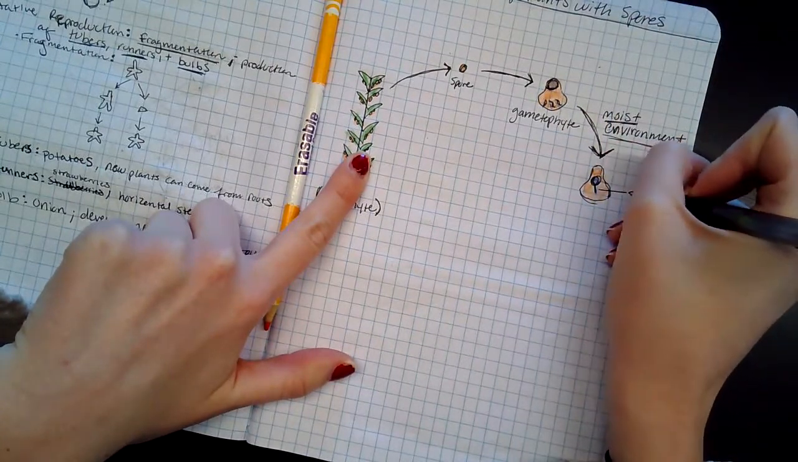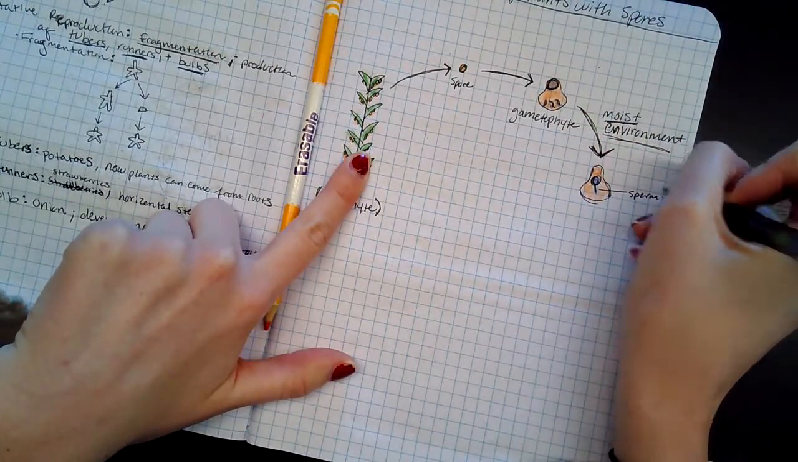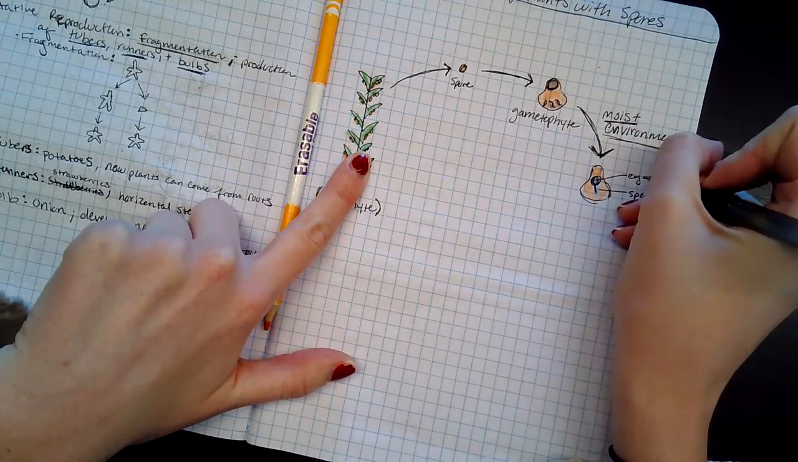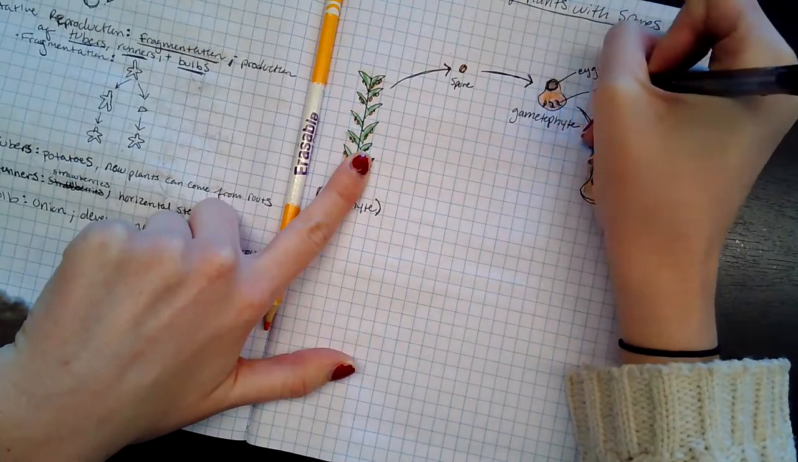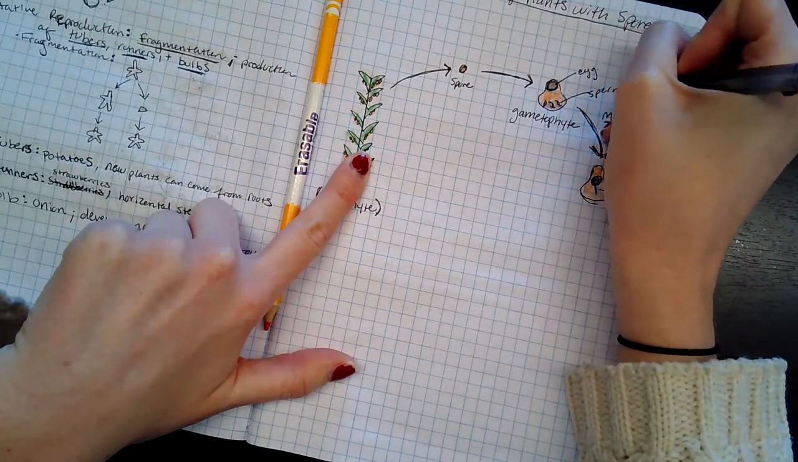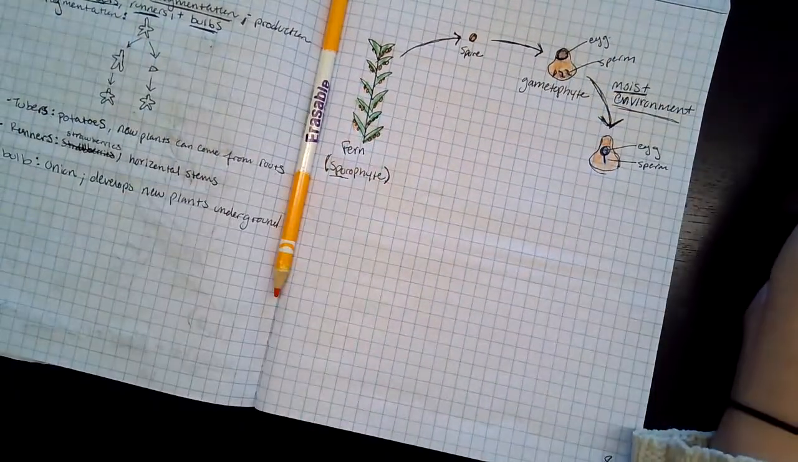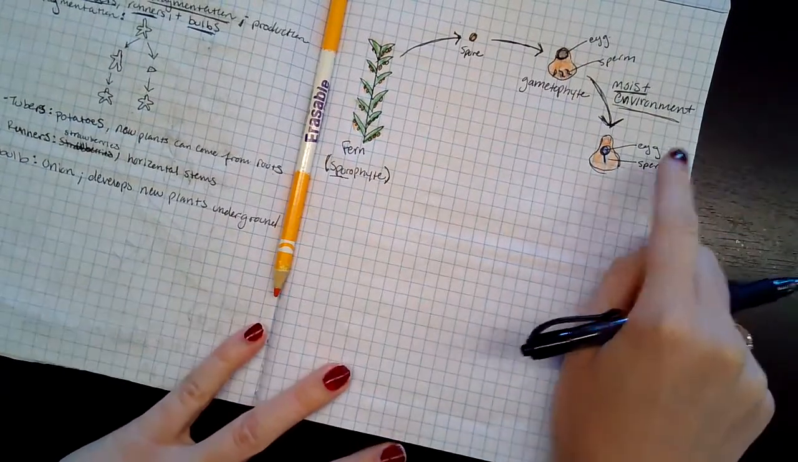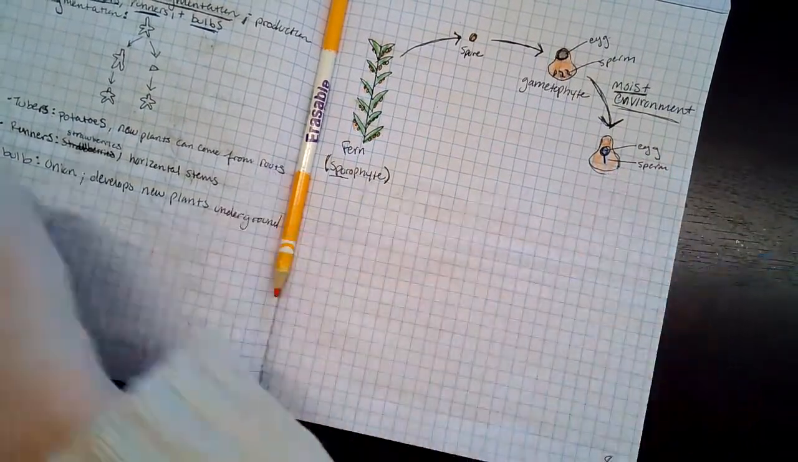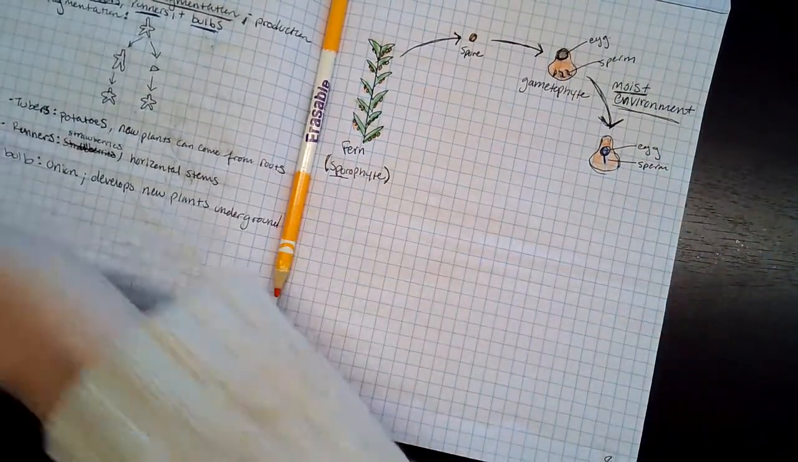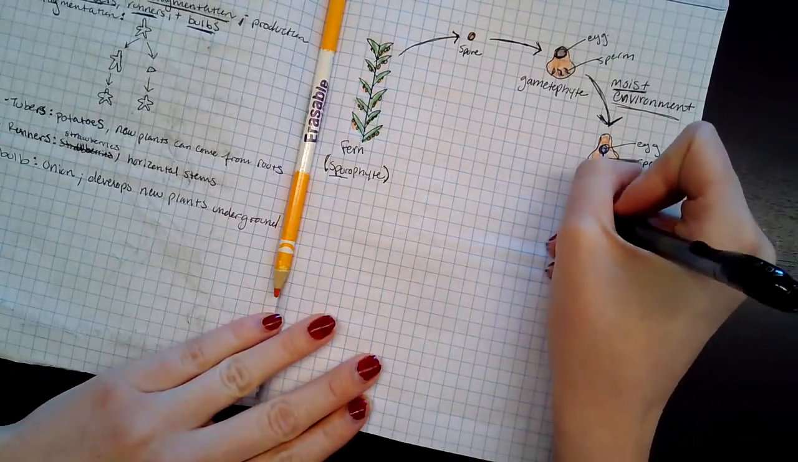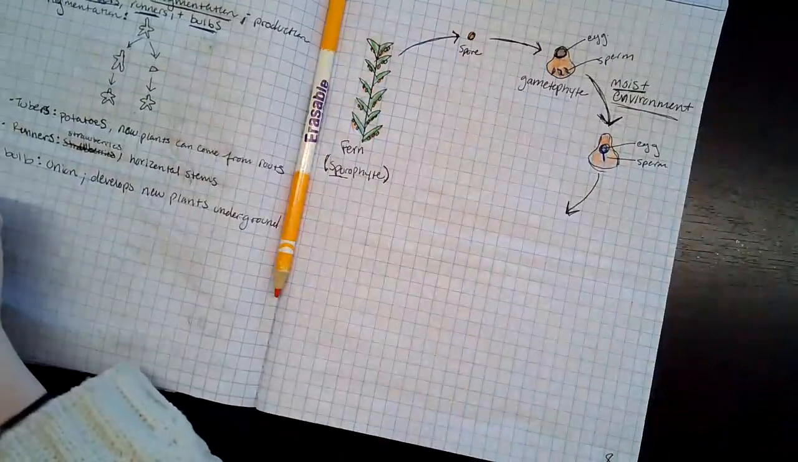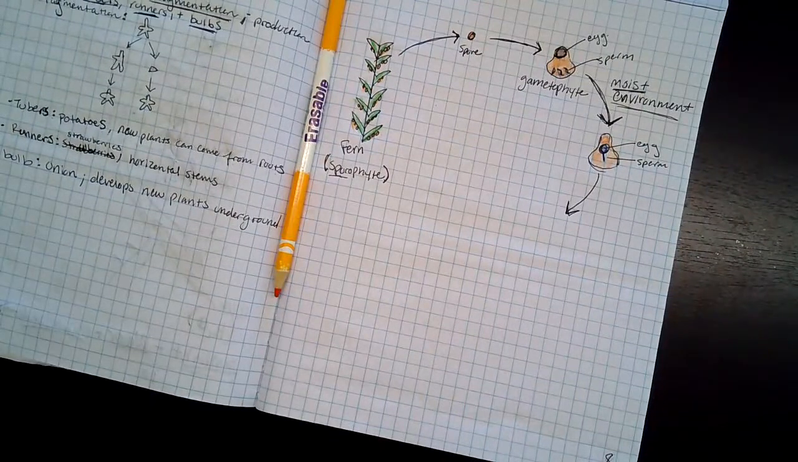Let's label this sperm, egg, sperm. Okay, so now that the egg and the sperm are together, something really cool happens. So let's make an arrow to represent the next step. What's the next step?